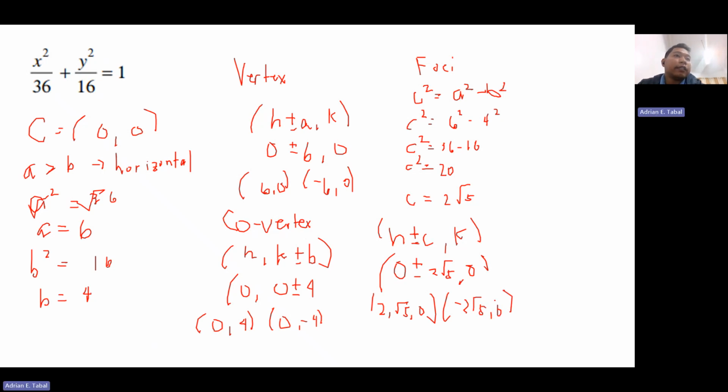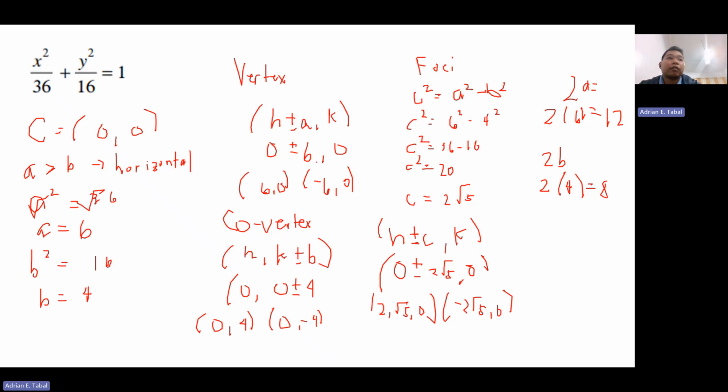Okay, the next one is the length of our major axis. The length of our major axis is 2a. Our a is 6, so that's 2 times 6 is equal to 12. So this is the length of our major axis. For the minor axis, that's 2b. So that's 2 times 4, which is equal to 8.